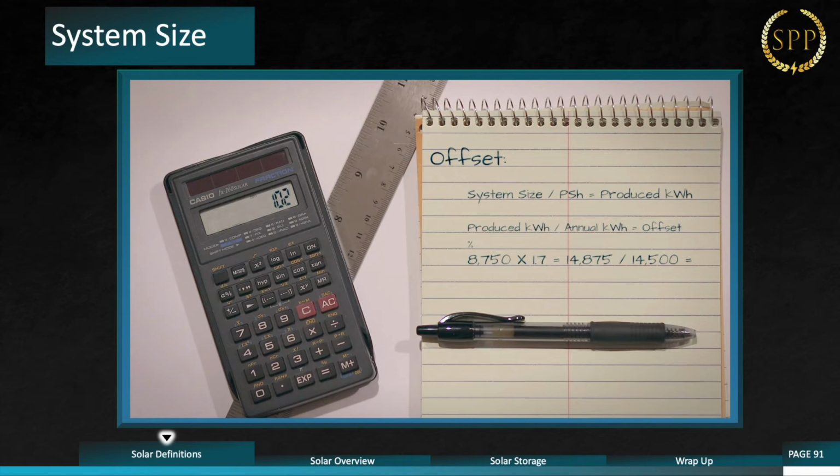The last thing we're going to figure out is the offset. This is the amount of utility usage that will be offset by the solar production. So it's the system size times the yield or peak sun hours, which gives us the produced kilowatt hours. Then you divide that by the required kilowatt hours. So 8,750 times our yield, which was 1.7, is going to give us 14,875 kilowatt hours produced. If we divide that by the required kilowatt hours of 14,500, we get 102% offset.